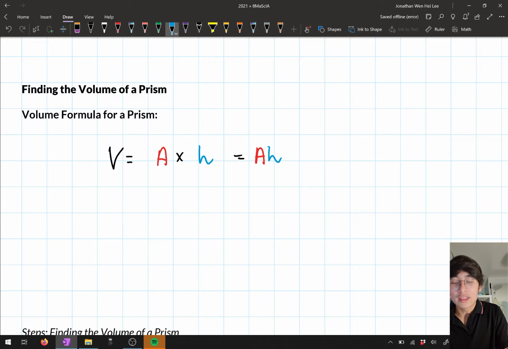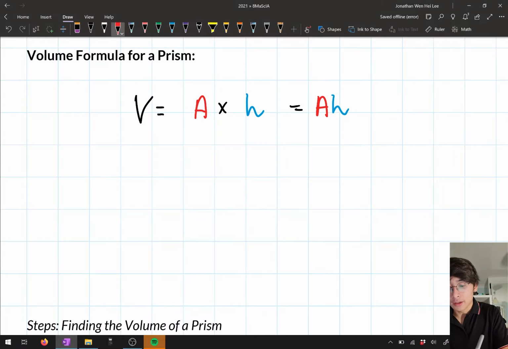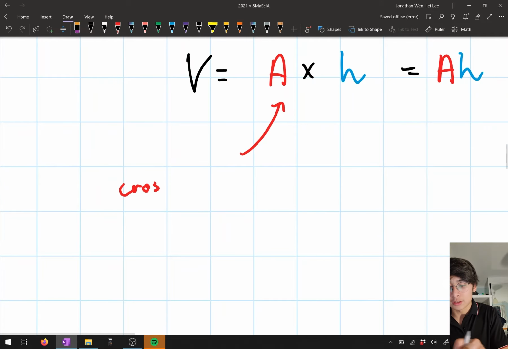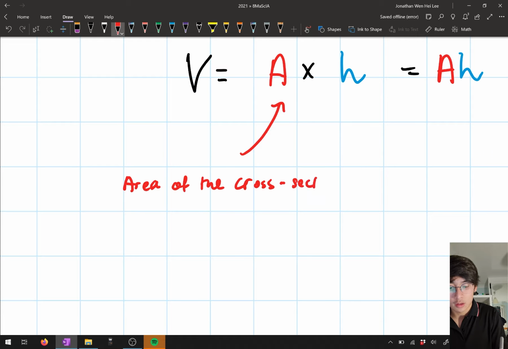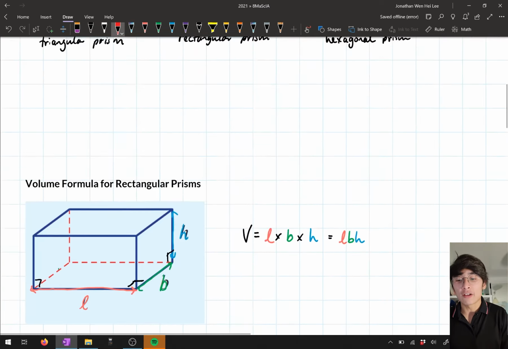Now, what are these two, A and H? What do they refer to? Well, let's start off with A. A is just the cross-section area. So this is the area of the cross-section shape. Another way of thinking of this is the area of the base shape. So this A here is just finding the area of this base shape.